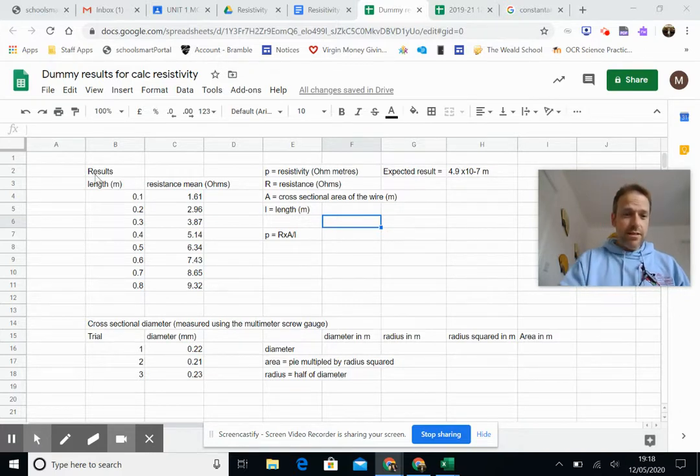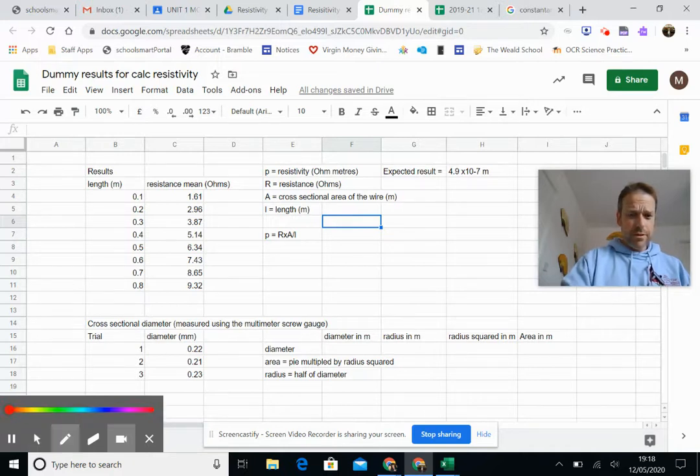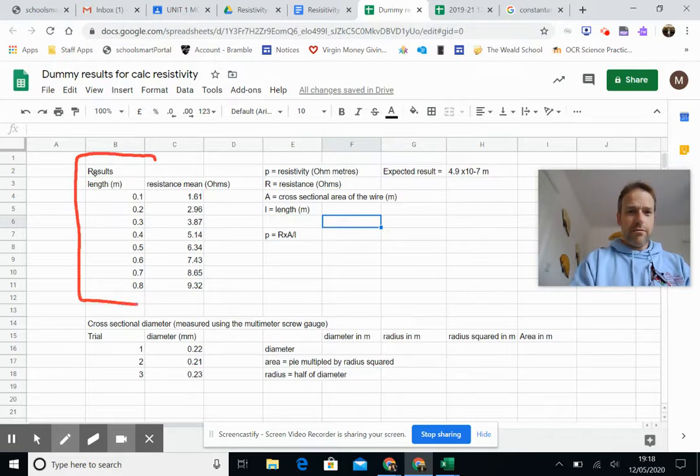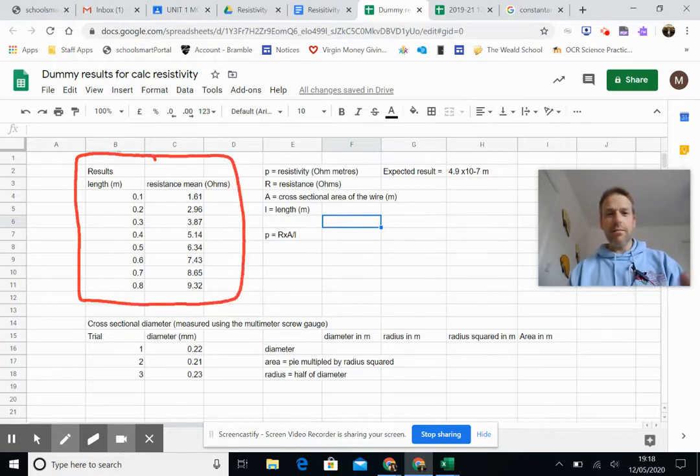That is shown here. Results. These will be similar to the results you recorded, okay? I've just put in the mean. That's the one you're going to use. You did 3 trials and then calculated a mean. So you got your length here in meters, 0.1, 0.2, 0.3, which is 10 centimeters, 20, 30, 40. And then your mean resistance that you recorded, okay?